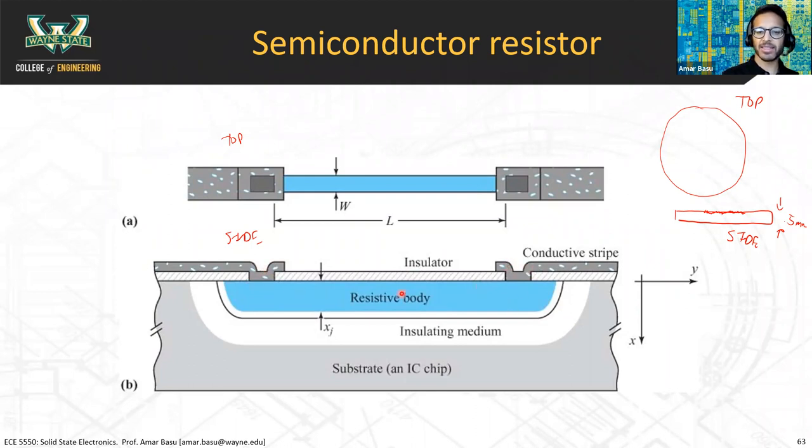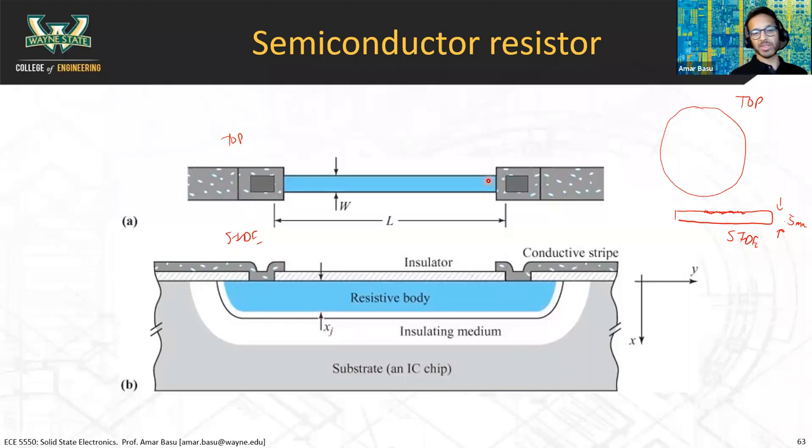This is the length of your resistor. You can see that in the top view. The top view shows a metal contact here, a metal contact here. This is the length of your resistor, and this W is the width of your resistor. And then this is the height or the thickness of your resistor. This X sub J is controlled by how long you put the silicon wafer in the diffusion furnace, where you end up getting this N-type material formed. And it turns out that the width and the length can actually be controlled through a CAD design.